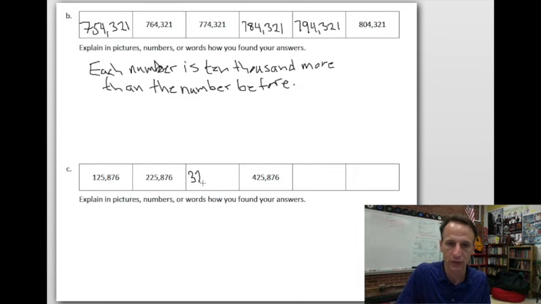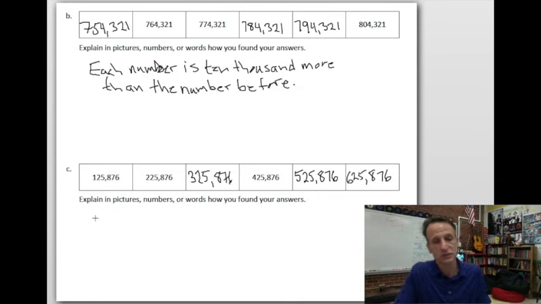We know how to count, don't we? 325,876. We're given 425,876. So then we go to 1, 2, 3, 4, 500,000s. 525,876. And then to 625,876.